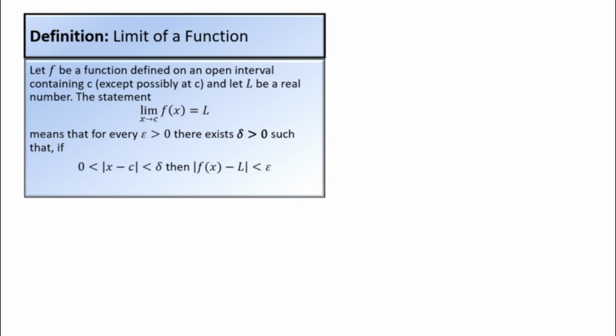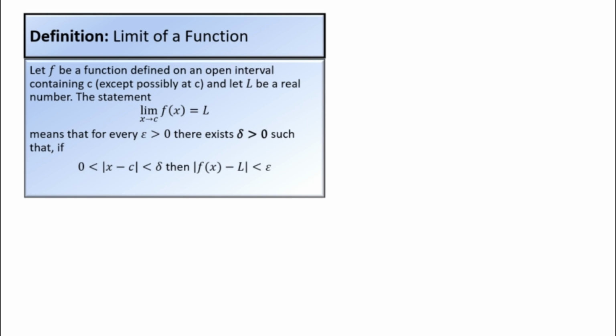Formal definition of limit of a function. Let f be defined on an open interval containing c, except possibly at c, and let L be a real number. The statement, the limit of f of x as x approaches c equals L, means that for every epsilon greater than 0, there exists delta greater than 0, such that if x, the absolute value of x minus c, is in between 0 and delta, then the absolute value of f of x minus L is less than epsilon.